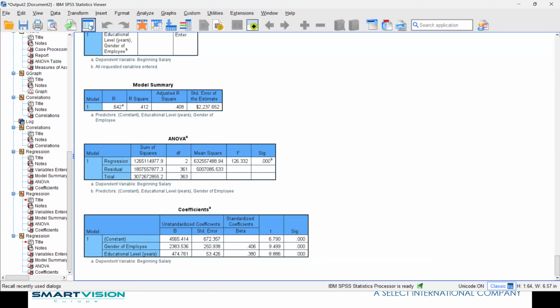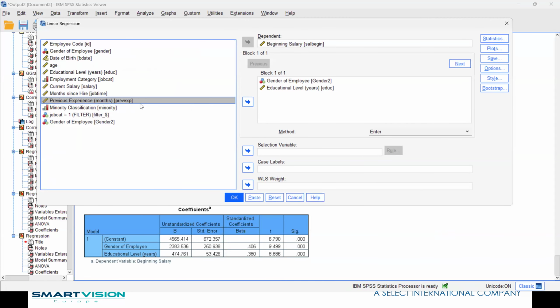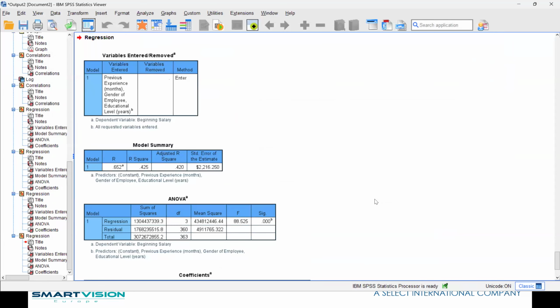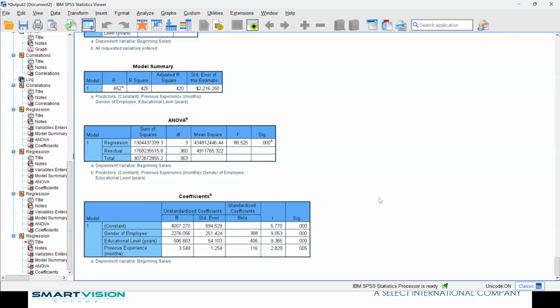You could go back here and you could actually add in other factors. You could add in things like previous experience in months. Because okay, maybe the men got more previous experience in months, and we could put that in. Previous experience in months is also statistically significant. It's very weak. You only get $3.50 for every month of previous experience, and it's statistically significant. But it doesn't negate gender again.